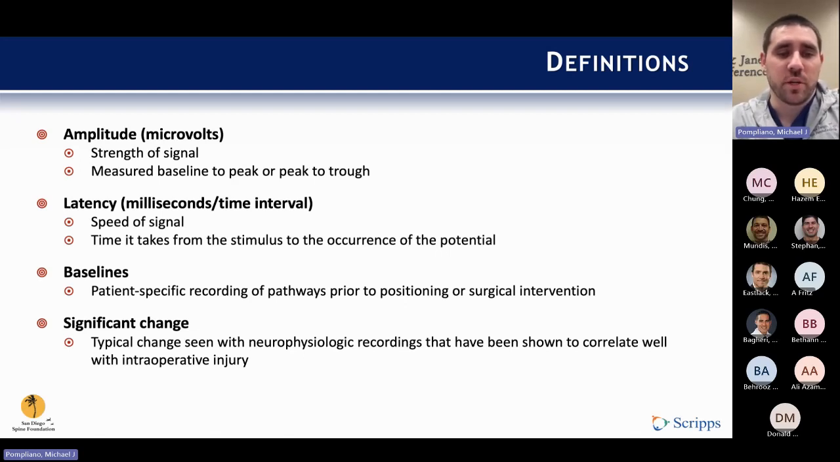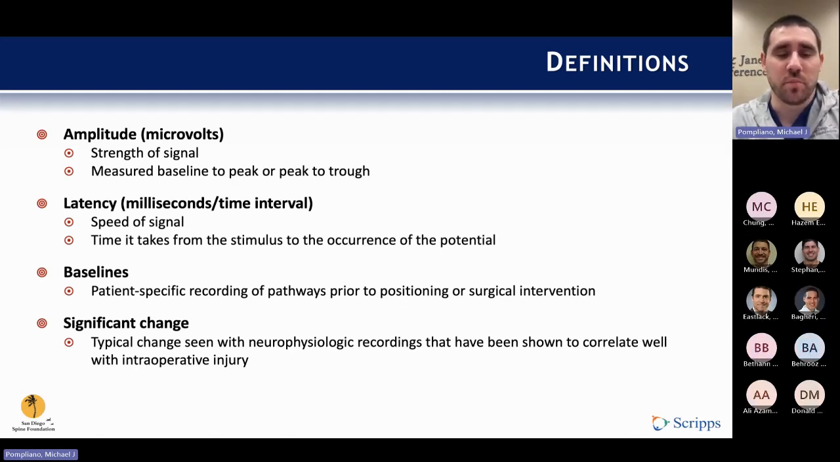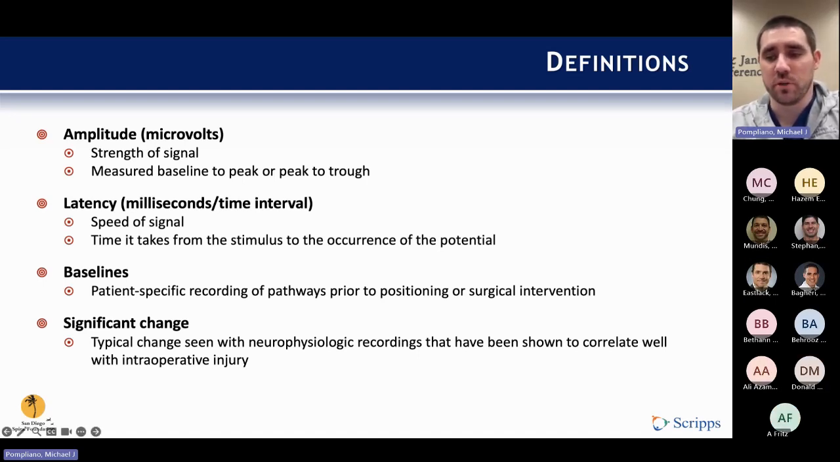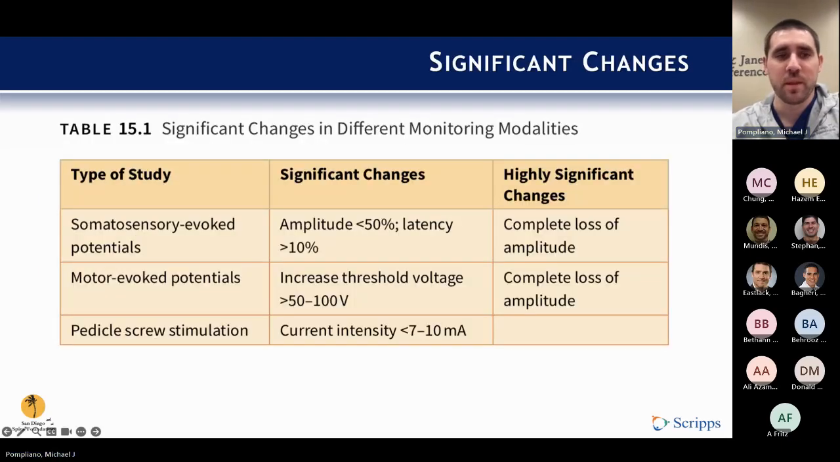Baseline is essentially the patient's preoperative level, so this can be prior to positioning or after positioning. This gives a level to compare to intraoperatively to assess any changes. There are also a lot of factors that can affect this outside of neurologic injury, which we'll cover. And then significant change can vary depending on what modality you're using and who you ask, as well as what kind of threshold you're using. But it's typically a change seen with neurophysiologic recordings that's shown to correlate well with intraoperative injury. So it varies from modality to modality.